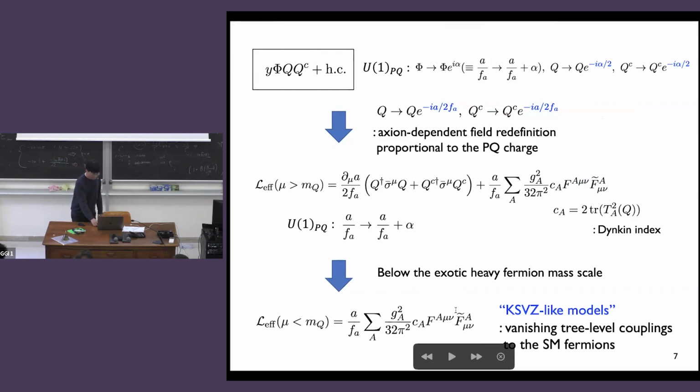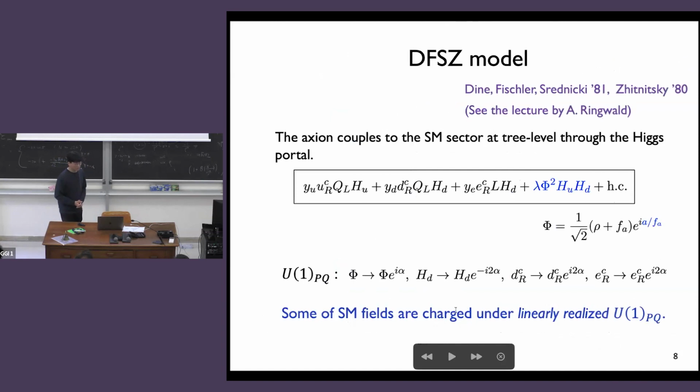Okay. And secondly, we have the Dine-Fischler-Srednicki type model. And here, in the original DFSZ model, they assume that the axion couples to the standard model sector at tree level through a Higgs-portal coupling. So again, here the axion degree of freedom is identified as the phase of a complex scalar field, and this complex scalar field couples to the SM sector through a Higgs bilinear operator.